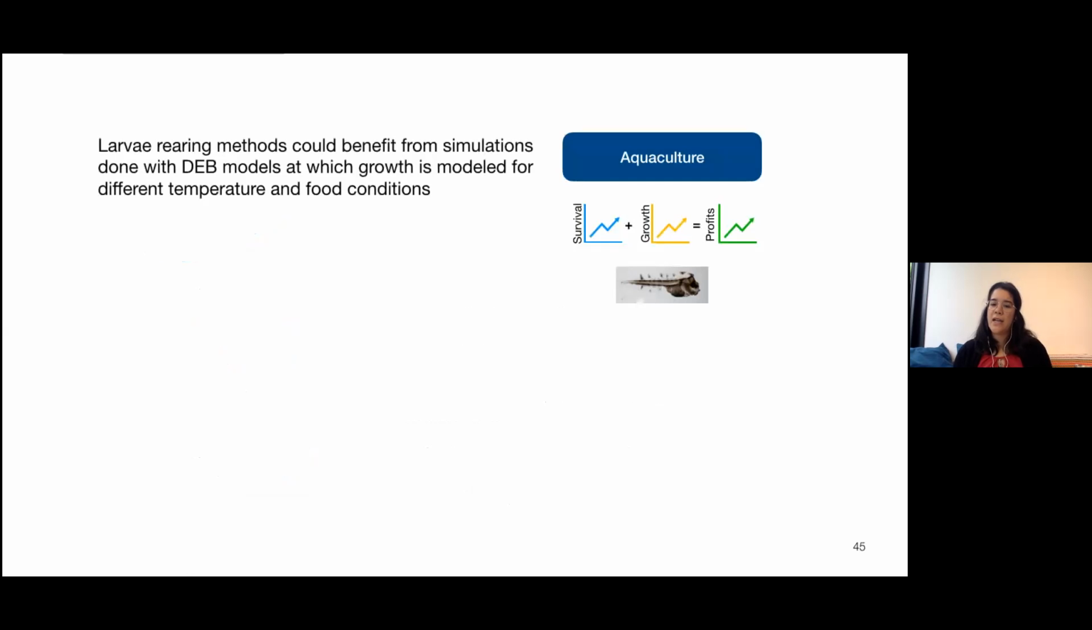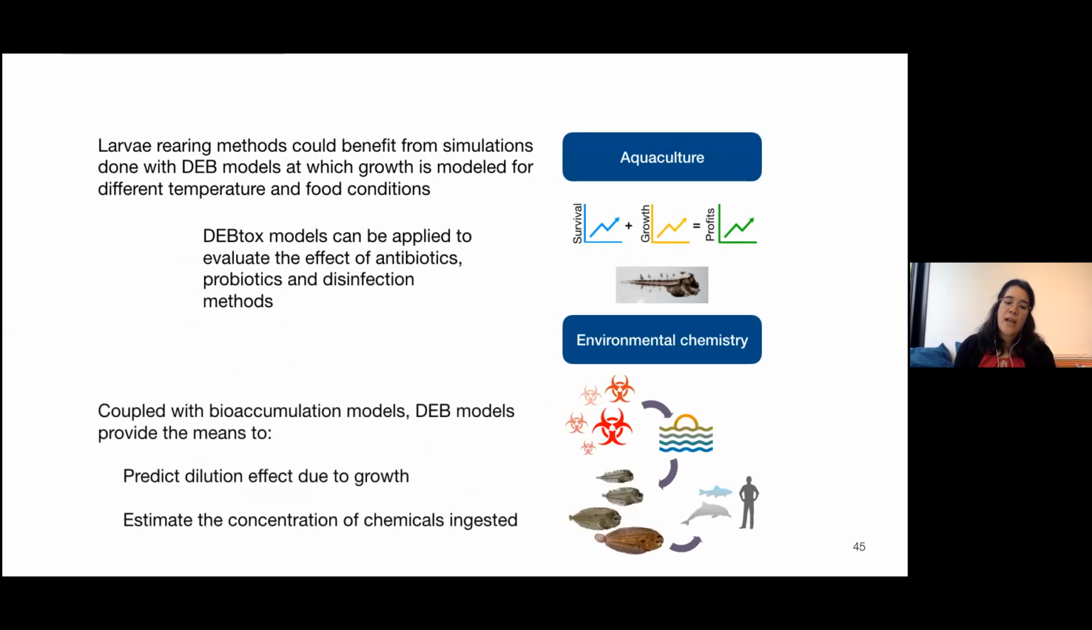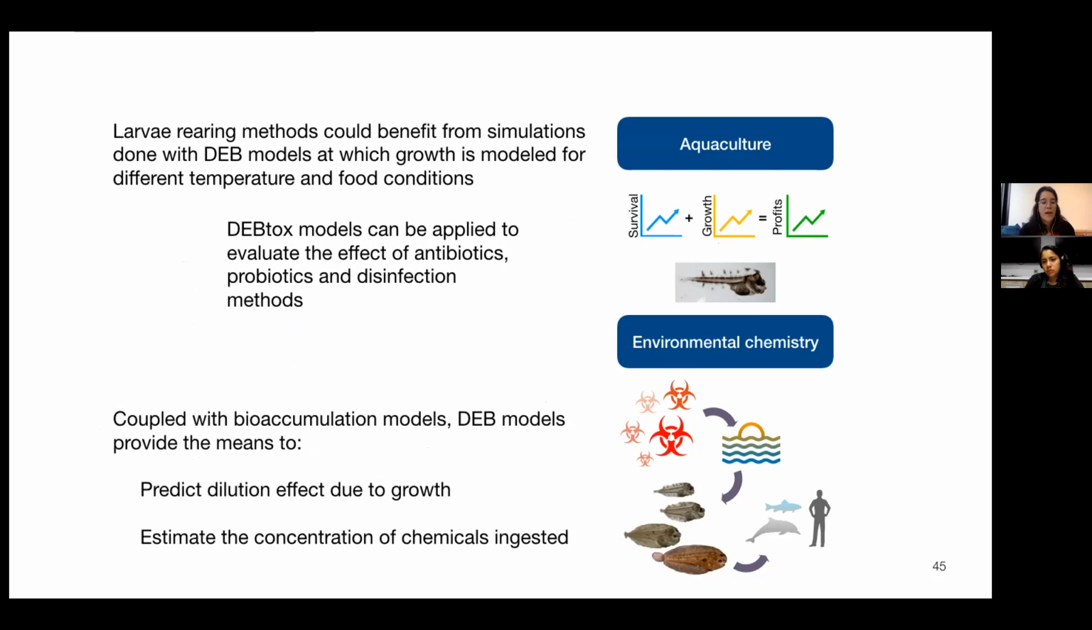In aquaculture, we can check if antibiotics, probiotics, and disinfection methods are beneficial for growth, for instance, or survival. And in environmental chemistry, if we couple DEB models with bioaccumulation models, this will provide means to predict the dilution effect due to growth and estimate also the concentration of chemicals ingested and the effects that that has on growth of the individual.